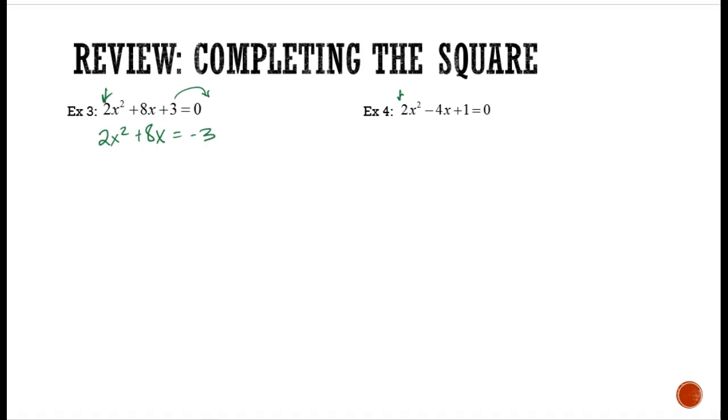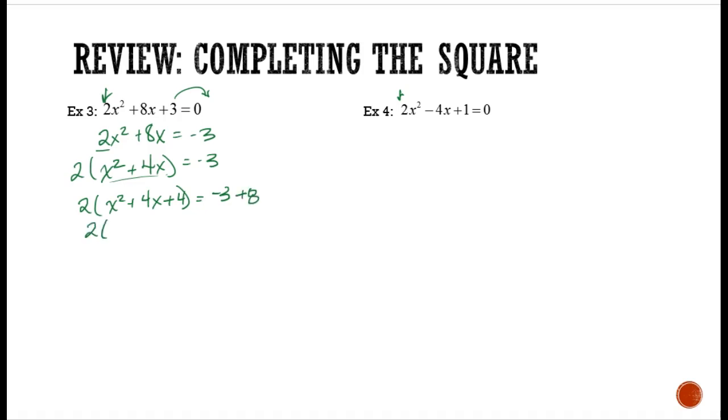Now I want to factor out my 2 because I need that a to be a 1. So I'm going to just take a 2 out, leave x squared alone. If I take that 2 out of the middle term, I'm going to have 4x equals negative 3. From here, I'm going to complete the square with what's on the inside. So I'm going to have x squared plus 4x, then like before, 4 divided by 2 is 2, squared is 4. So I have negative 3. Now when I add 4 on the right, I need to take that 4 and multiply it by the 2. That gives me 8.